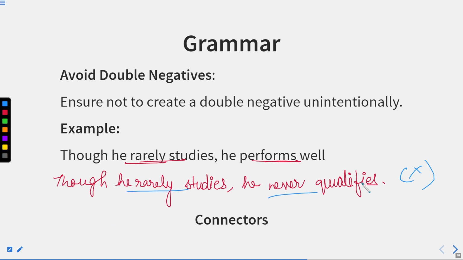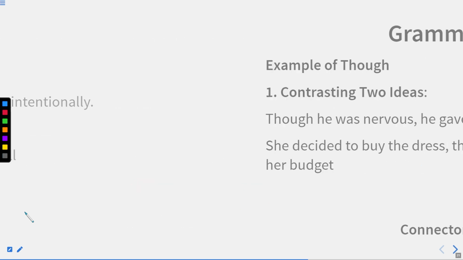So this is an incorrect statement because both the situations are same, and the thing which is being said over here shows the result. This should be the outcome. So here the word though is incorrect. We can use: he rarely studies, so he never qualifies. So this can be the conjunction that we can use over here just to show the reason, because this is the reason of that particular thing. So we cannot use double negatives.